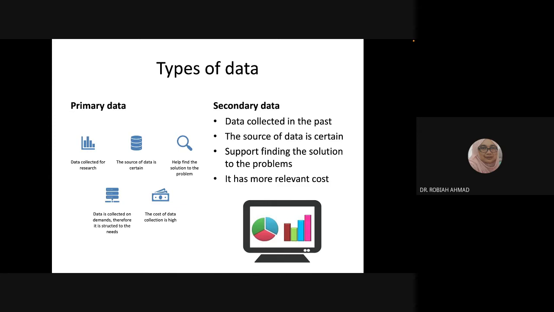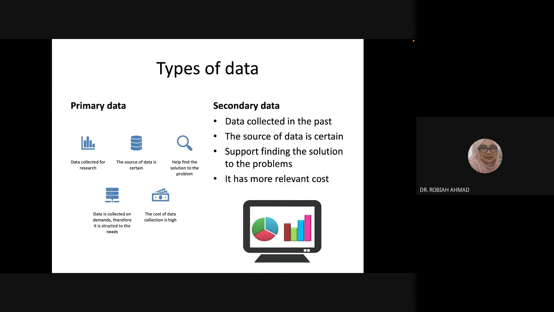So this source of data is certain, and usually primary data helps find a solution to the problem because it starts with the research problems. Okay, so it's research questions, and the purpose of that research is to solve those problems. And data is collected on demand, therefore it is structured to the needs. Okay, because whatever the research is, it is very structured, so the data is also structured. And of course, the cost of data collection is high because it is usually based on whatever the grant is.